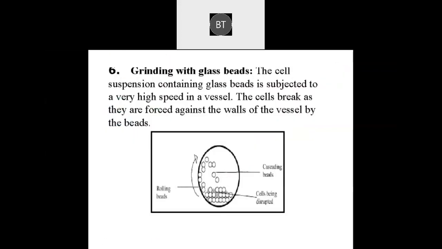You can see here, look at this. These are the rolling beads. There is an agitator which keeps rotating, so your beads and the cells are rotating. The cell suspension containing glass beads is subjected to a very high speed in the vessel. The cells break as they are forced against the walls of the vessel by the beads. These are your cells being disrupted, this region what you are seeing. And these are the beads which are rotating. You can see the symbol.